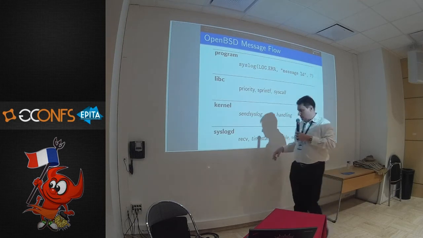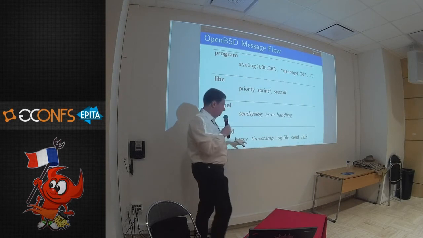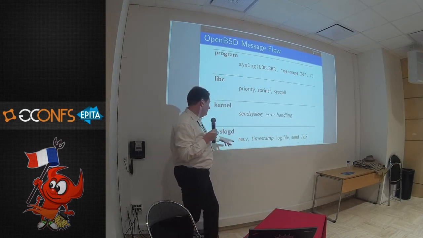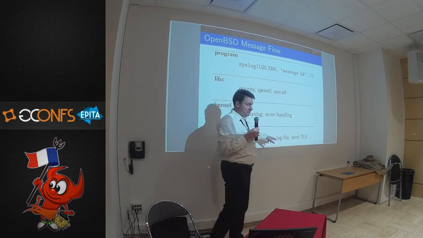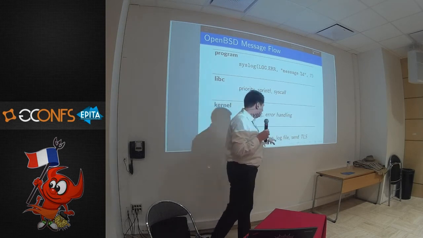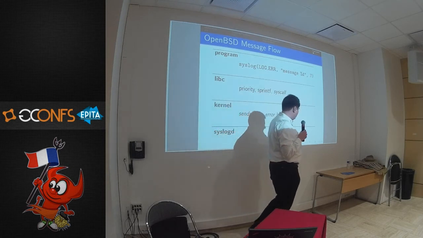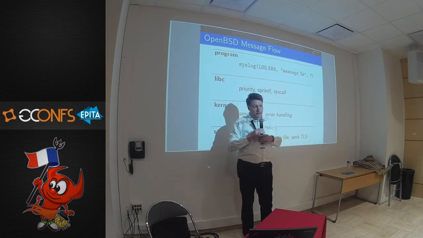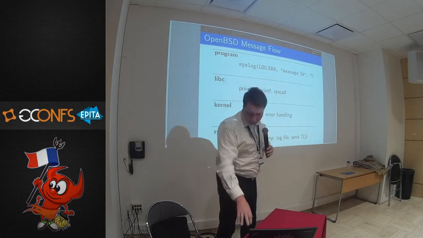And syslogd still receives it. It's no difference whether we receive from a socketpair or from a Unix socket. It adds the timestamp. So we have one single instance responsible for timestamps. It writes it to a log file, that didn't change. And it can also send to TLS or TCP. So that's new.